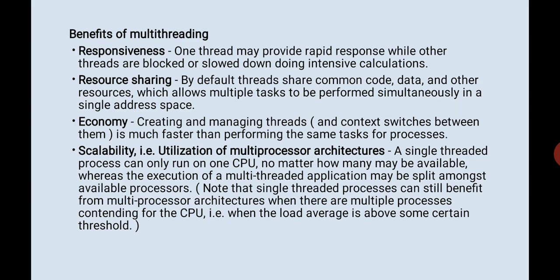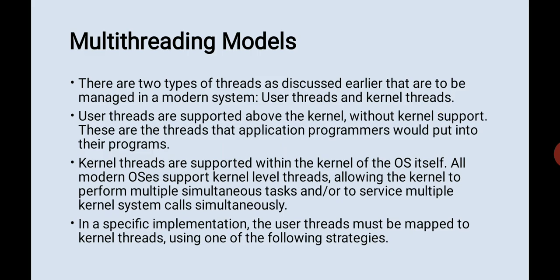So even if there are n number of CPUs available on which I can run, a single threaded process will make all of them redundant, right? Whereas the execution of a multi-threaded application will be split among the various available processors. So if it is multi-threaded, it can be divided among all the n CPUs. Okay, the note there is that single threaded processes can still benefit from multi-processor architecture when there are multiple processes contending for the CPU, that is, when the load average is above some certain threshold, right? So that is the thing that can be excluded.